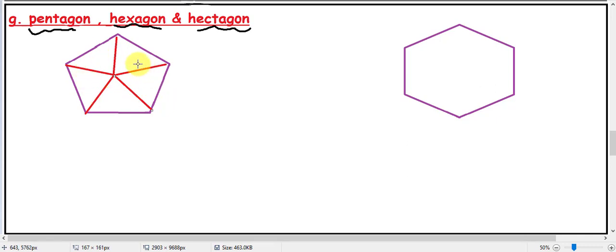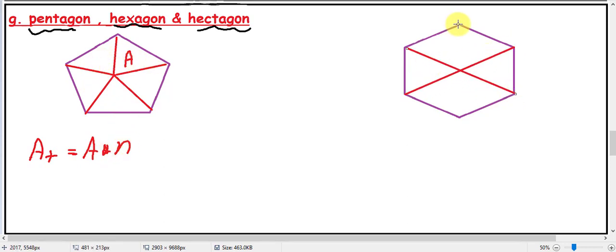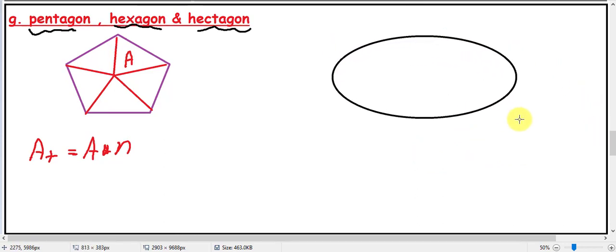So these triangles are equal triangles. If we can calculate the area of any triangle, then the total area equals the area multiplied by the number of triangles. Here for the hexagon, we also divide this shape into equal triangles. And if we can calculate the area of one triangle, the total area equals the area multiplied by the number of triangles.